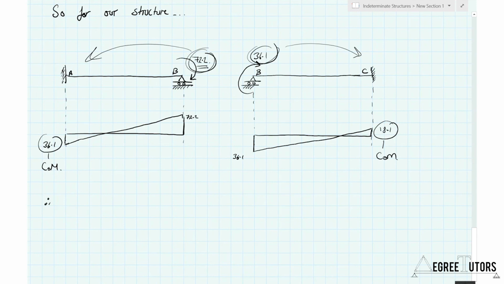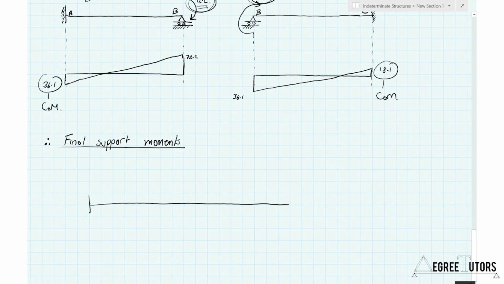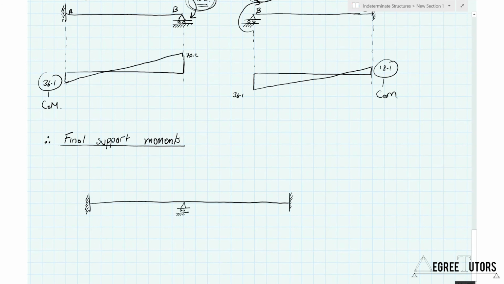The last thing we have to do is sum up our final support moments. Our fixed end moments we started off with, that's A. We won't worry about drawing the loads on. We started off with a minus 100 over here. We had a plus 100 here. We had a minus 208 on the far side. Remember, these are fixed end moments that we started with after we locked our joint, and plus 208.3 over here.